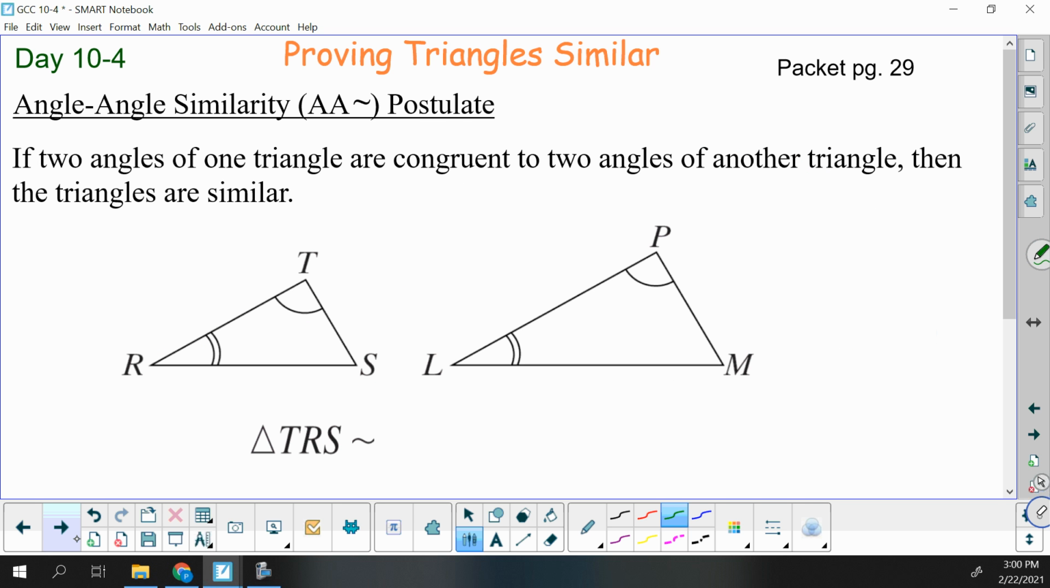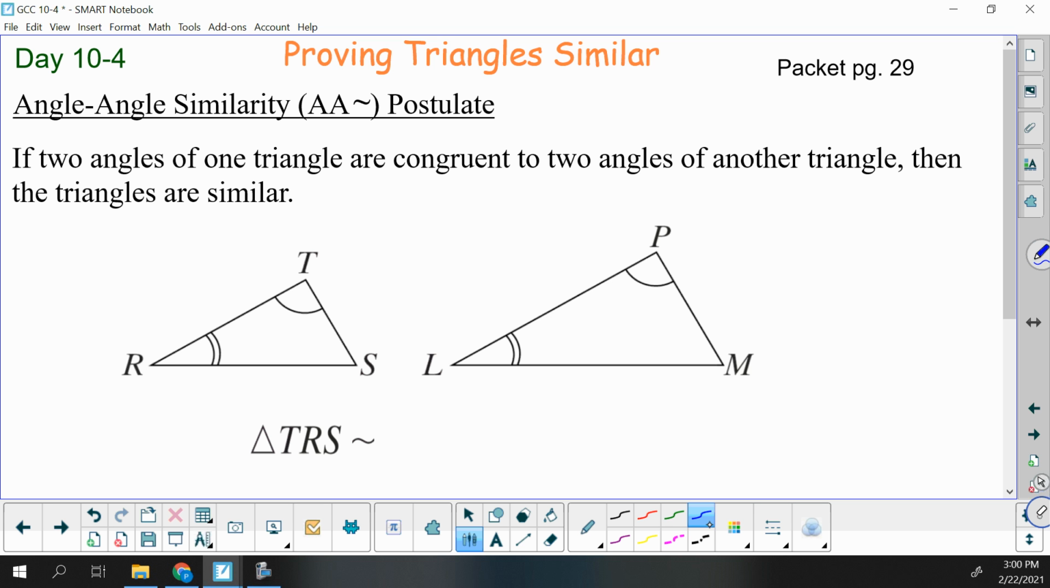So we're going to be on page 29, looking at our notes for day 4. We're going to learn 3 different ways to show that 2 triangles are similar. The first way is a way we will see in algebraic type problems and also in proofs. The other 2 that we see will only be in algebraic problems.